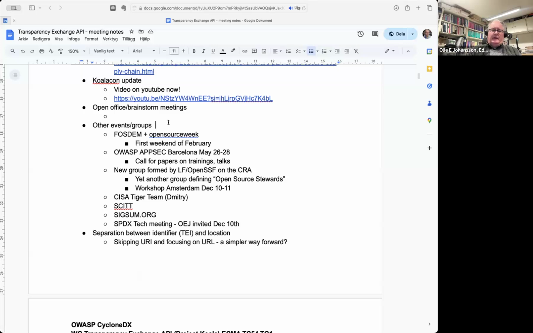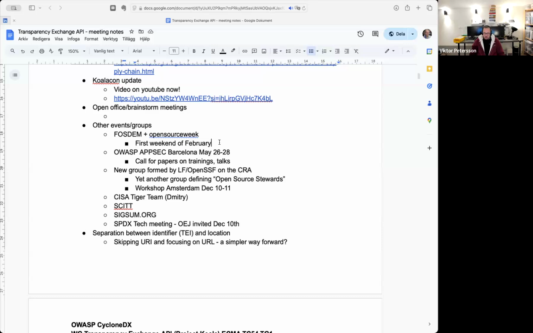Other events, FOSDEM, I have proposed a few talks related to Koala and SBOMs. Has anyone else done that? Oh, Victor, you have so much to share. I unfortunately won't make FOSDEM and probably not State of Open this year. But I might be able to pop into State of Open for a day.